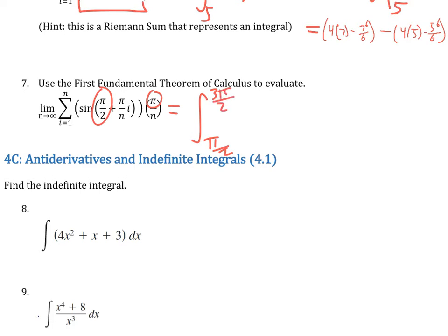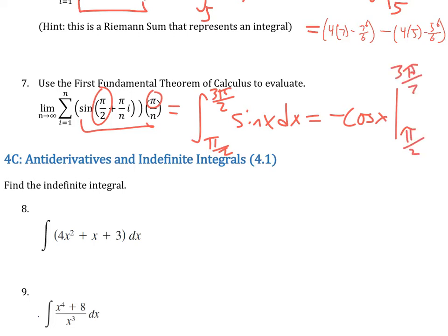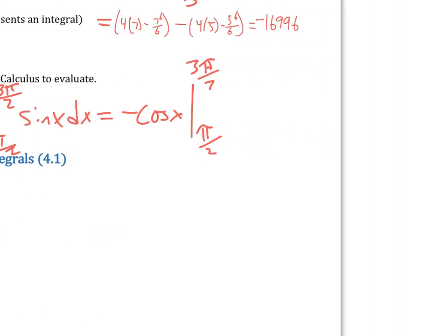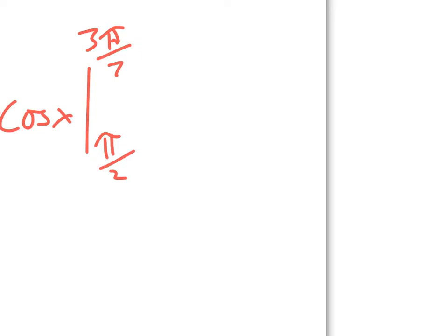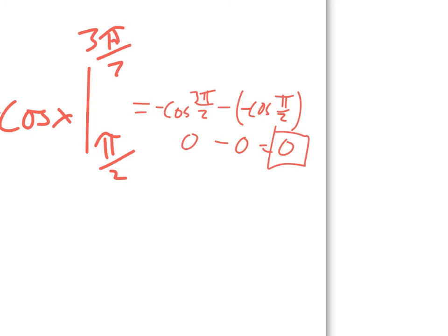Okay. And the function here is just the sine of x. And so the antiderivative of that is negative cosine of x, and we're going to go from pi over 2 to 3 pi over 2. All right. The fundamental theorem of calculus says this is negative cosine of 3 pi over 2 minus the negative cosine of pi over 2. And hey, these are all 0, right? So that's just 0.